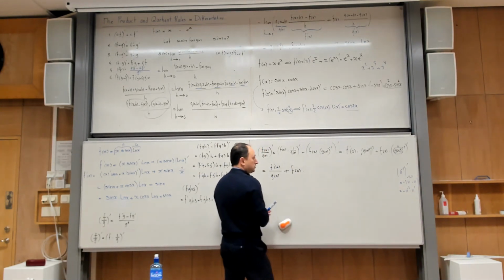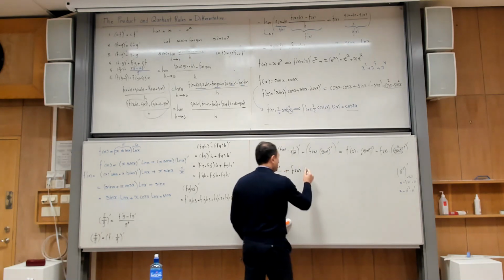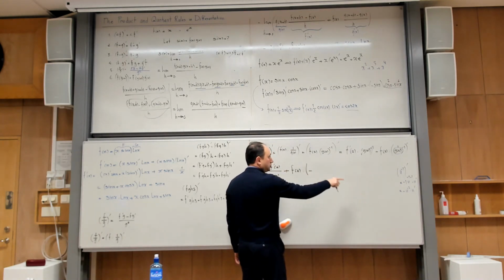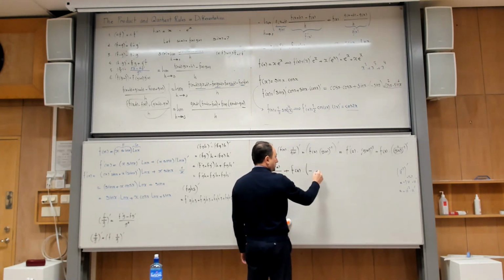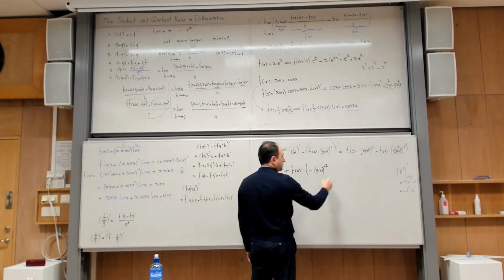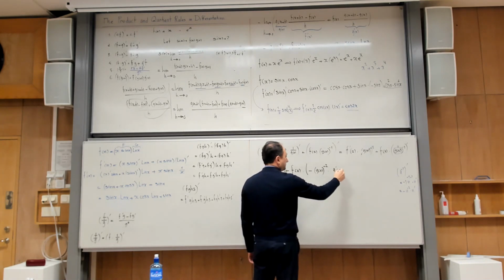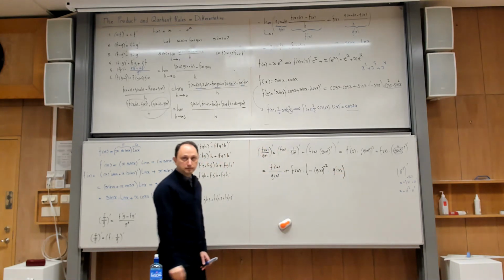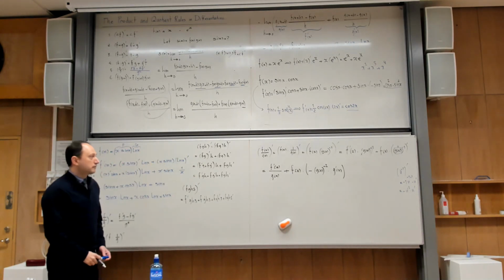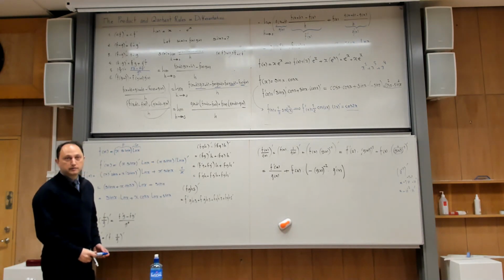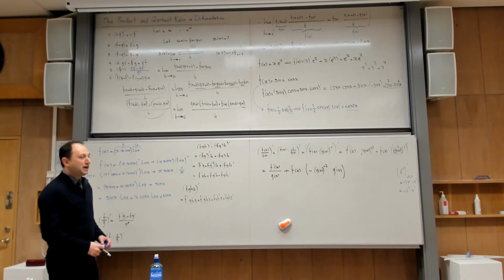So what can I do? I have a negative sign, so let me write negative. U is g of x, so it becomes g of x to the power of minus 2, but it is not finished. Multiplied by u prime, so it gives me g prime. Exactly. Understandable or not?